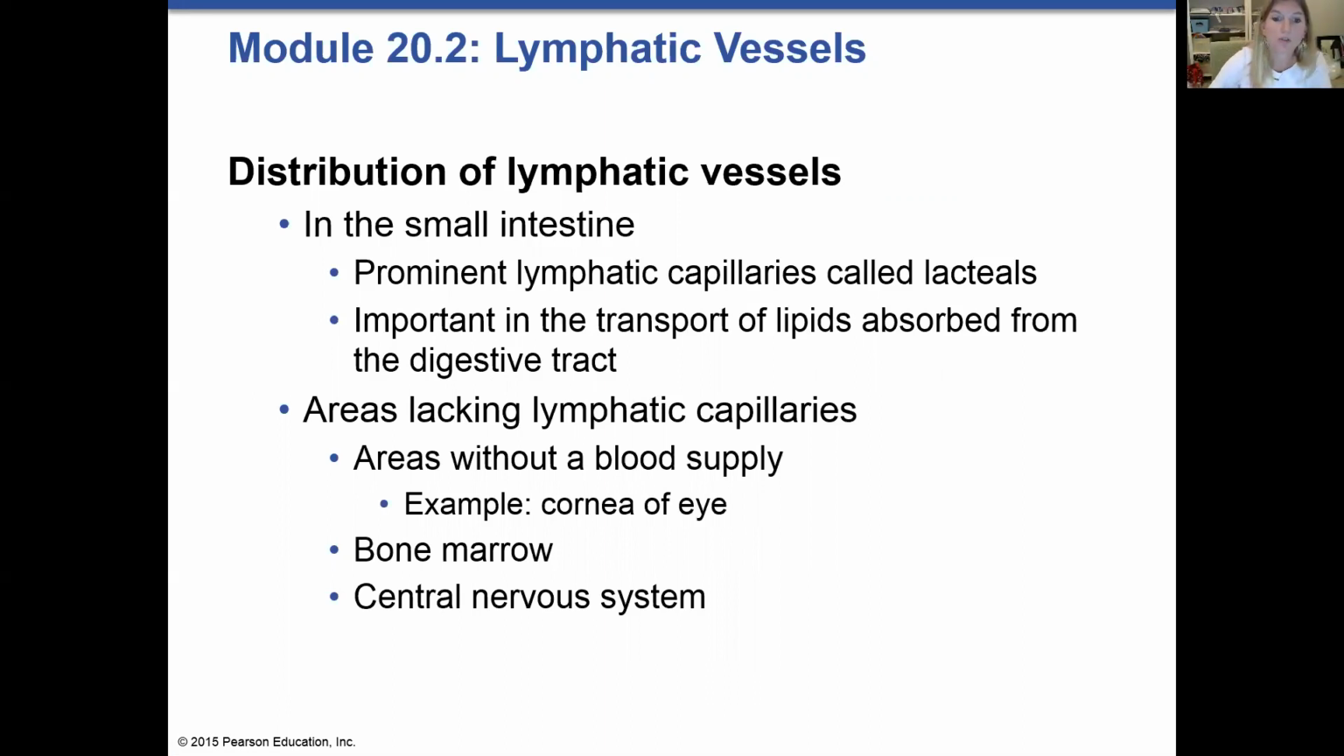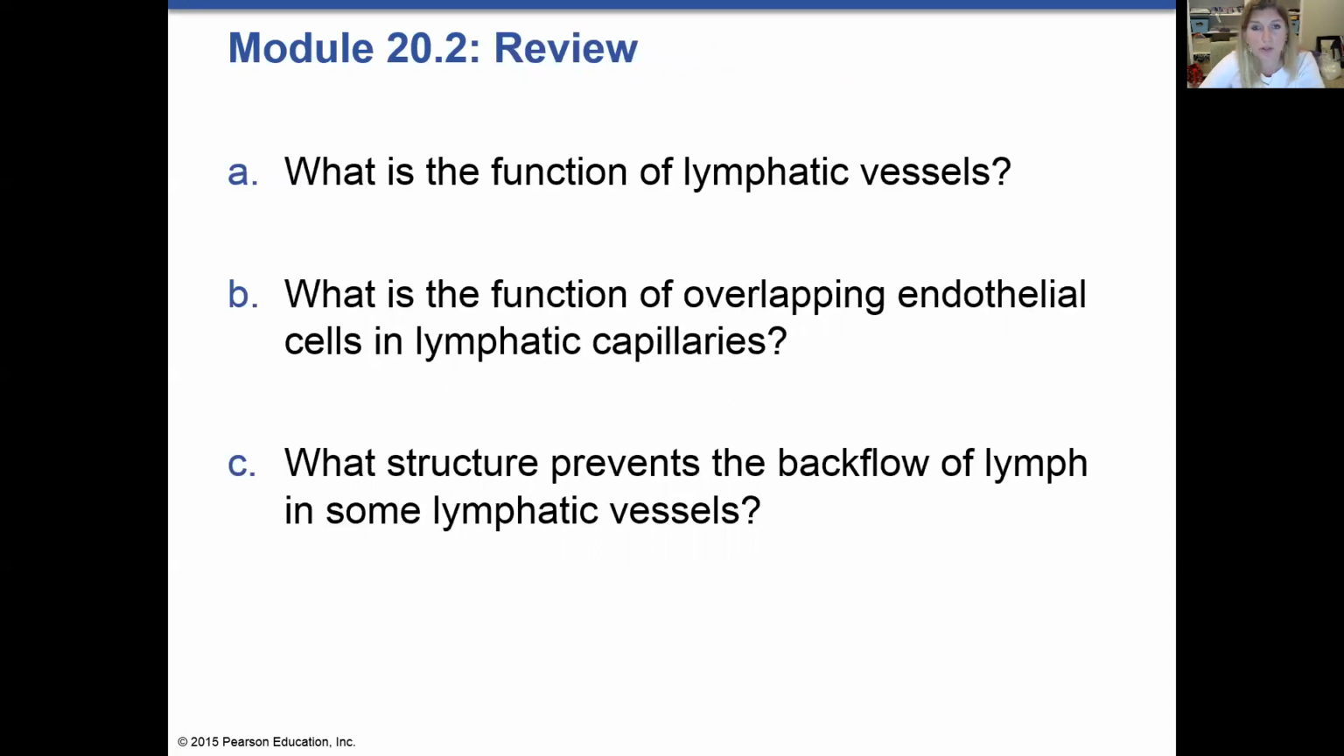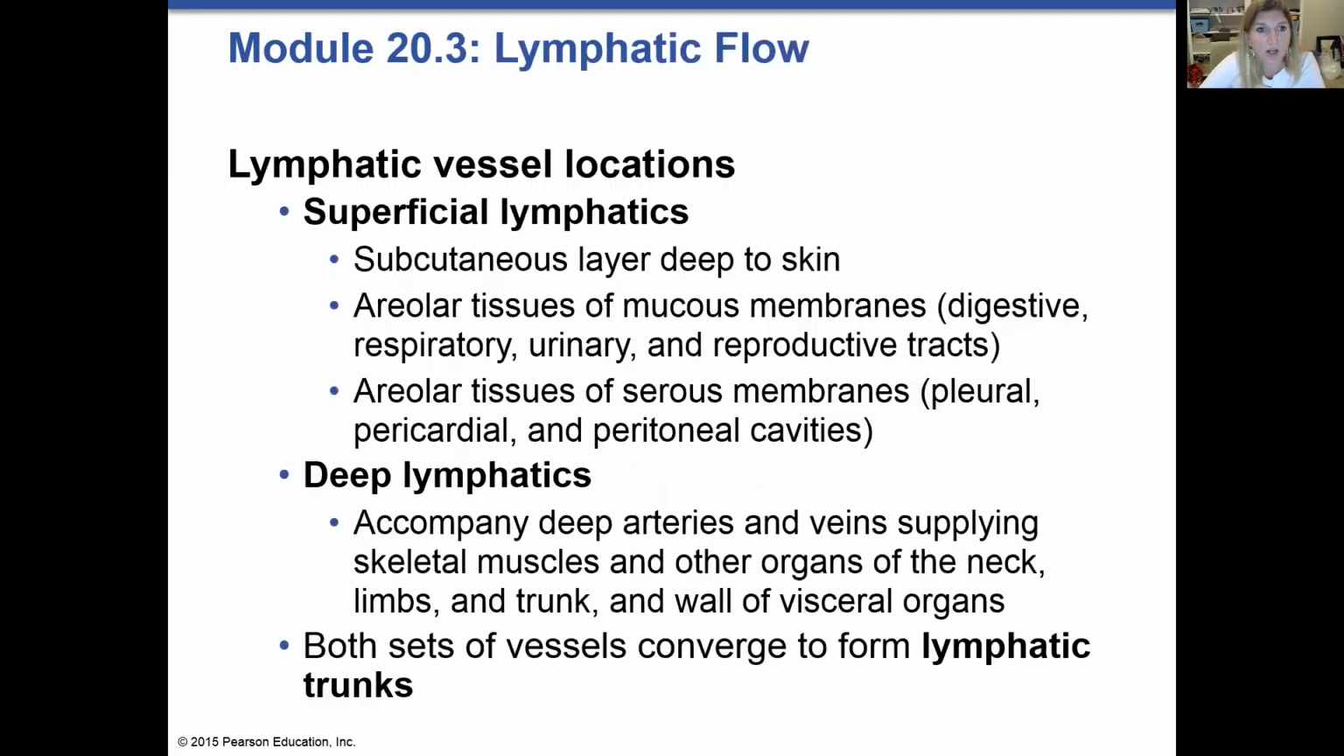There are areas that do not have lymphatic capillaries, areas that don't really have a blood supply, like the cornea of the eye, right? That's very fibrous. Bone marrow does not have a lymphatic supply, and our brain and spinal cord do not have a lymphatic supply either. You can pause the video here, go back and review this section on lymphatic vessels.